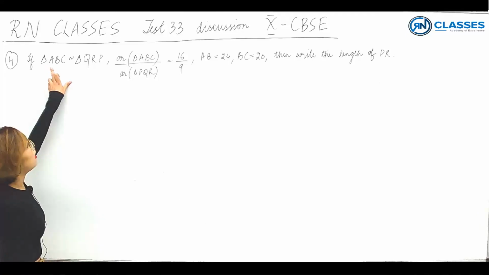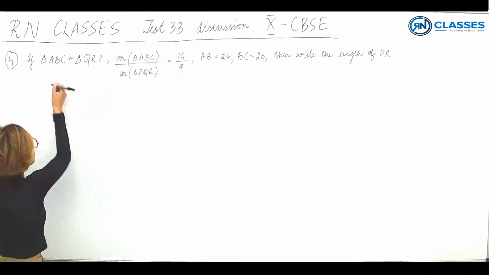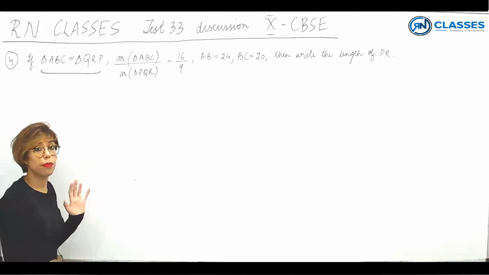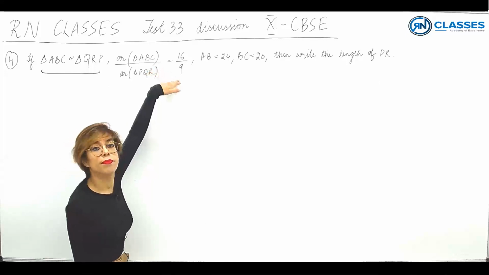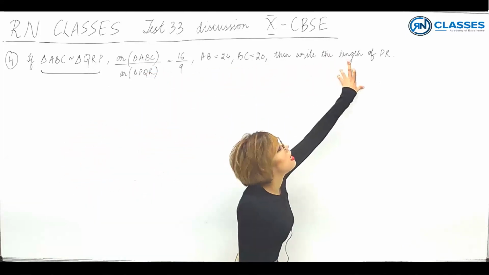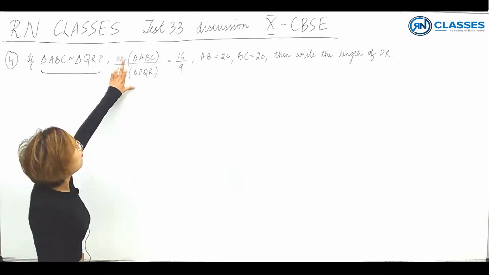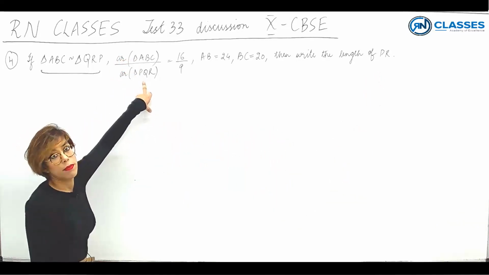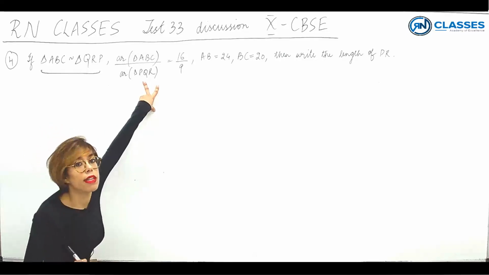Next is if triangle ABC is similar to triangle QRP. So basically the similarity statement is given to you. And ratio of similar triangles is given to you. And some of the sides are given. And you are interested in the length of PR. Now, ratio of area of similar triangles, that I know is equal to square of the ratio of corresponding sides.